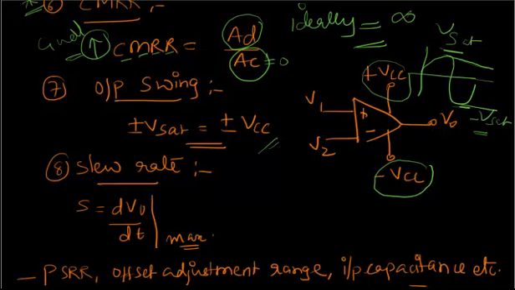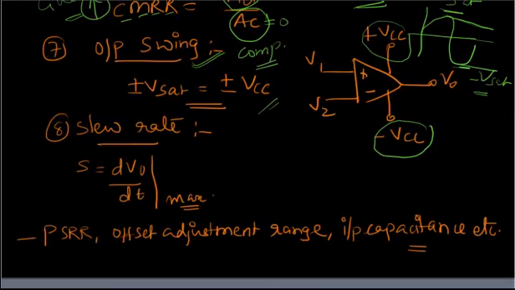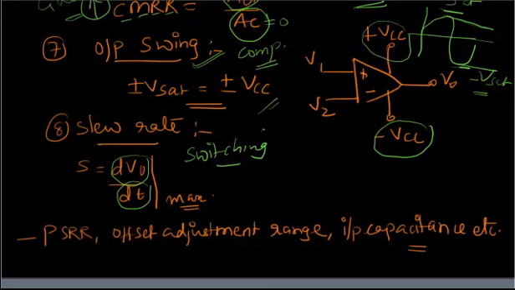We will be dealing with this output swing when we discuss comparators, because comparators are a very important application of this principle. Okay. Next concept is slew rate. Slew rate represents the change in output with the change in time. In other words, it represents the switching capacity of the op-amp: as the time changes, how fast the output can change. And remember, this is the maximum value of this change. So slew rate represents the switching capacity of the response of an operational amplifier.